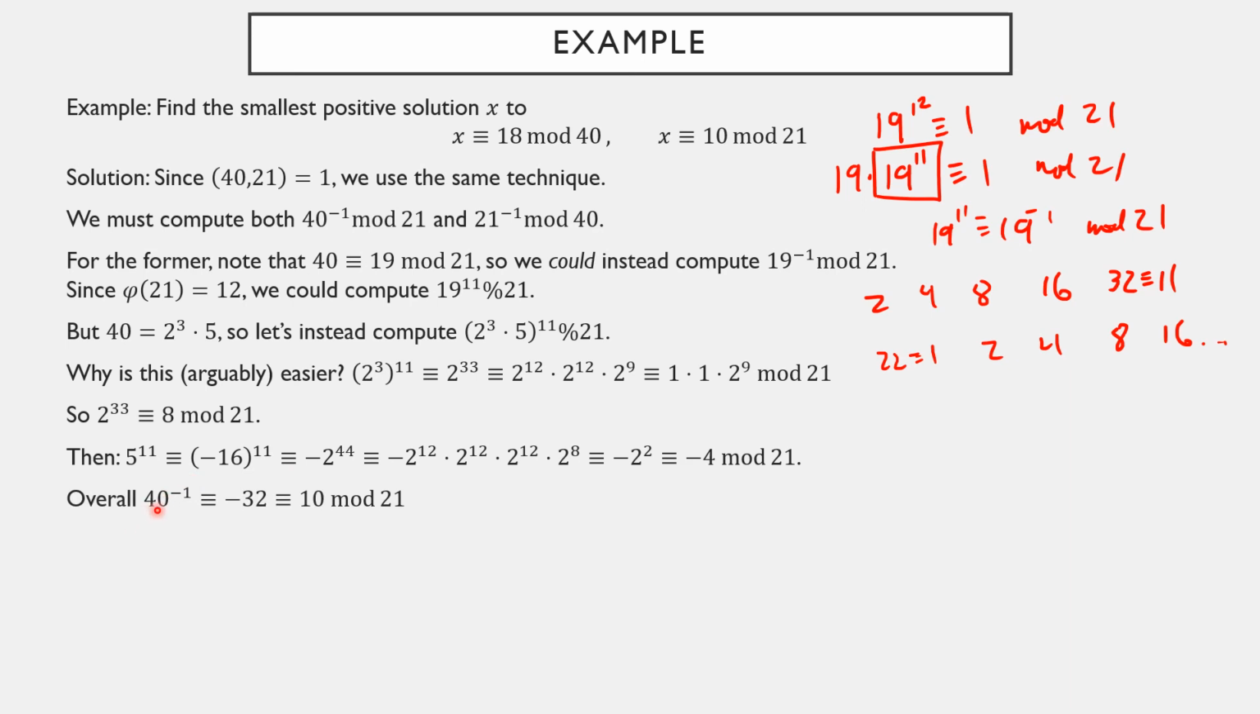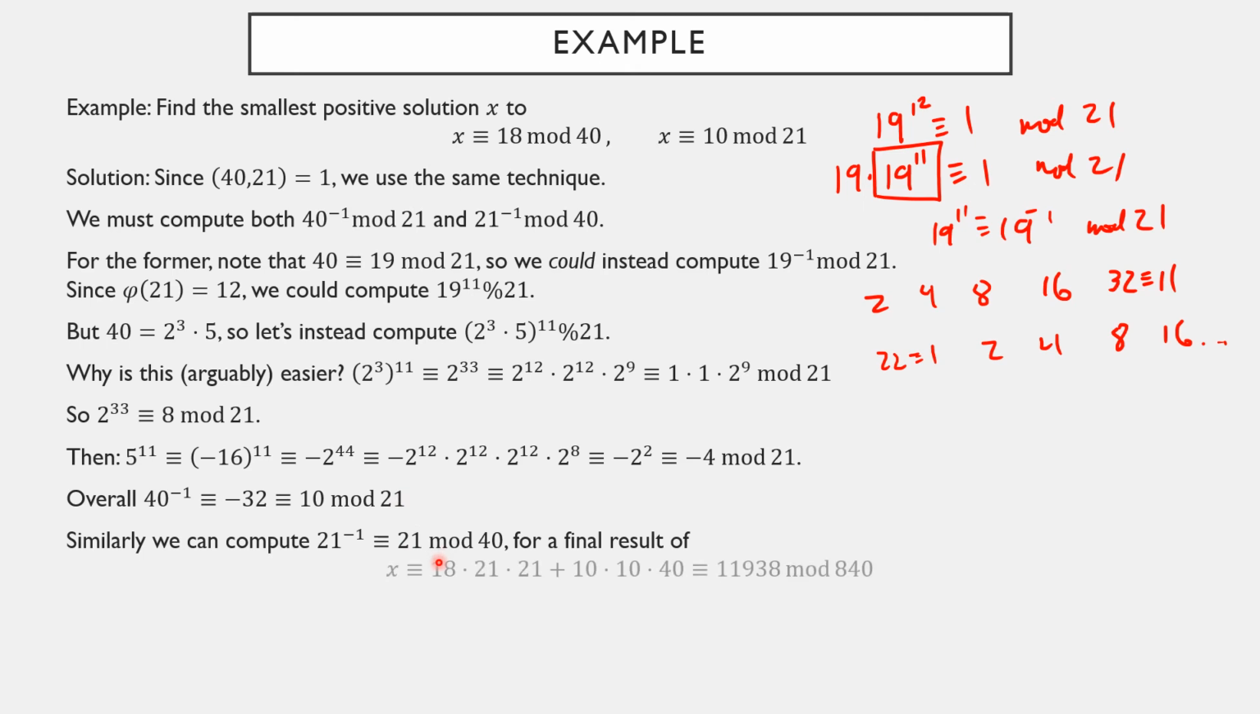Therefore, 40 to the 11th will be the same thing as 40 inverse, is negative 4 times 8, negative 32, same thing as positive 10 modulo 21. Similarly, 21 inverse is actually just 21 mod 40. 21 squared is going to be equivalent to 1 modulo 40.